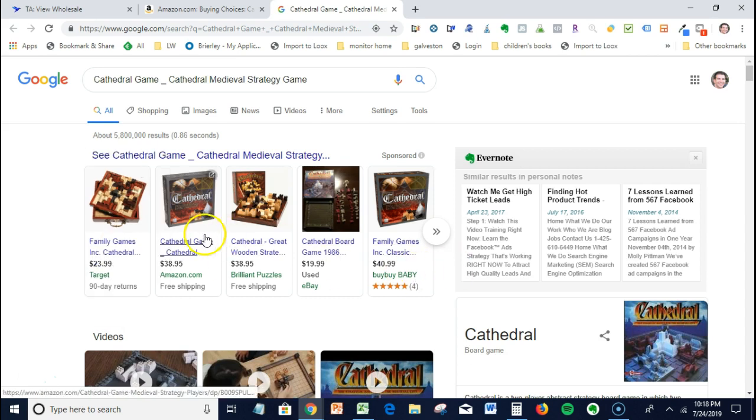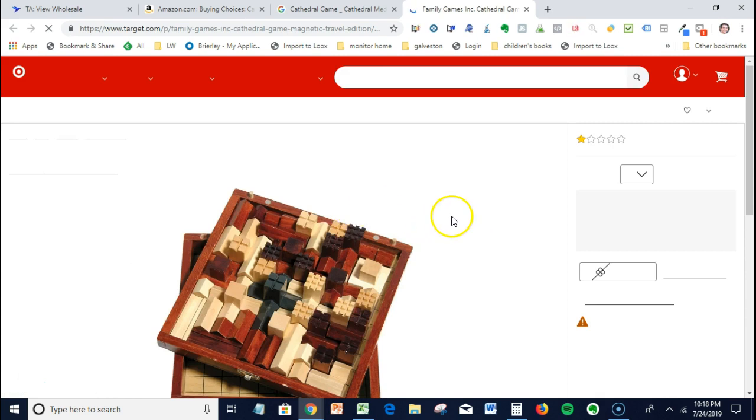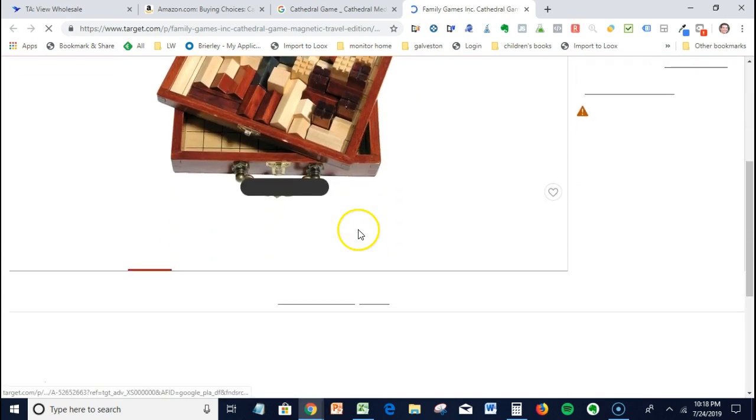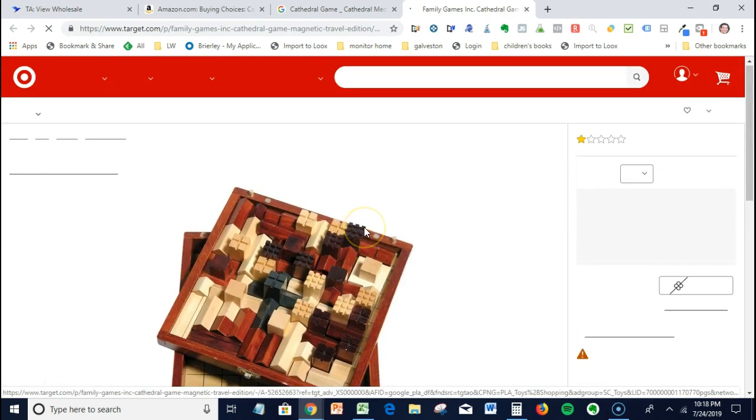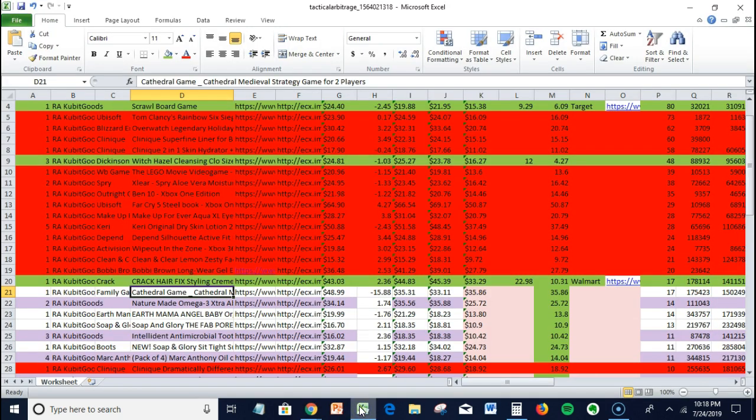Okay, so this is eBay, this is Target. Let's see if this is the game that we're looking at. Cathedral game. Profit on that is $35.86, at least before the price dropped.